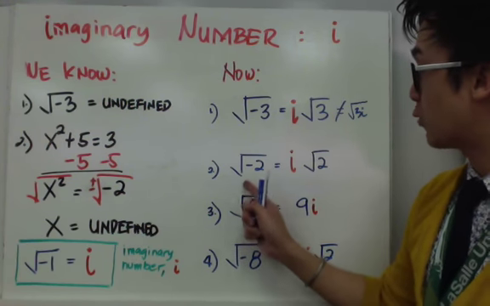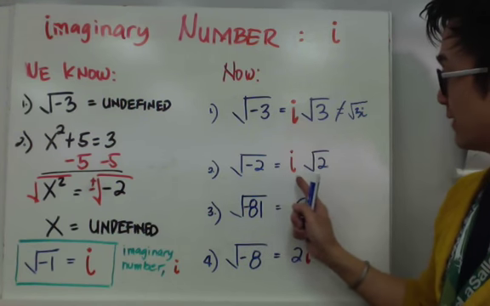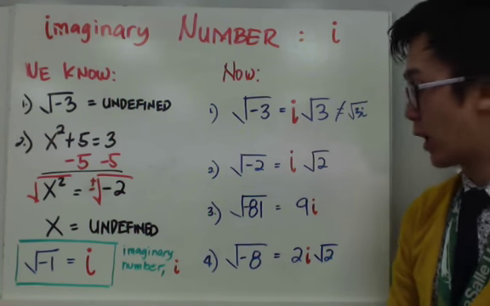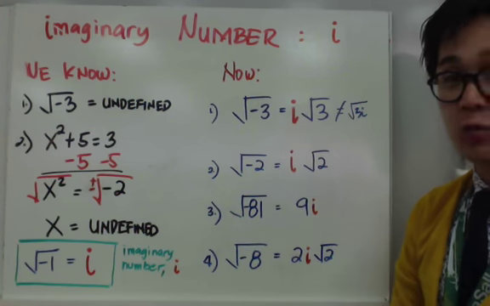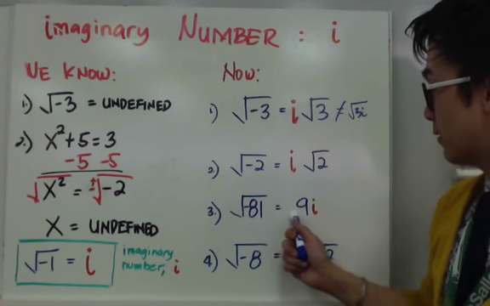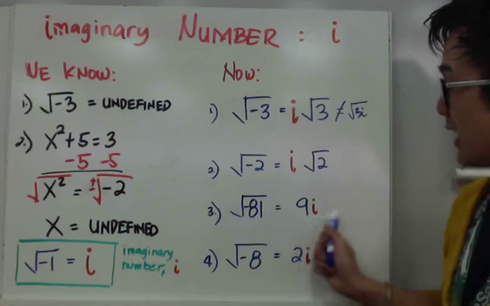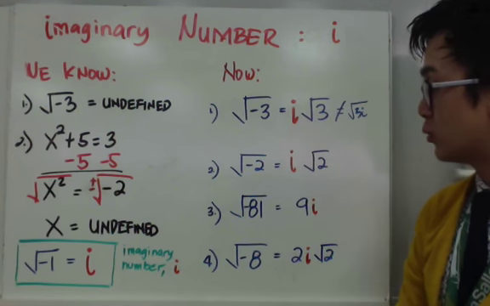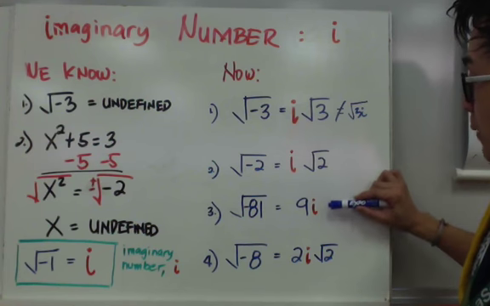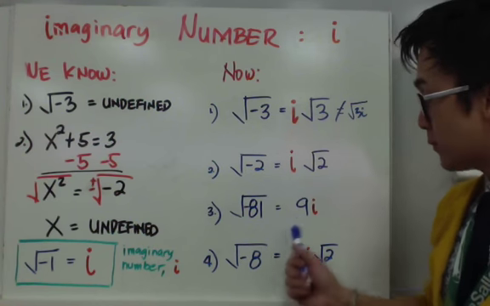So for number 2, I have the square root of negative 2. I'm writing it as i square root of 2. But for number 3, since 81 is a perfect square, and I know that the square root of 81 is 9, instead of writing i 9, I can write this as 9i because this is in standard form. So that's how I usually write my imaginary numbers for radical form and for an integer form or a whole number.